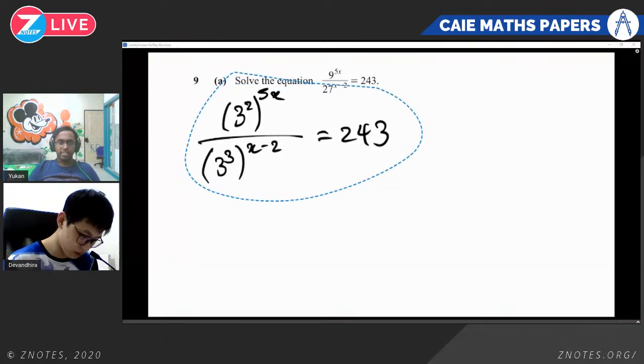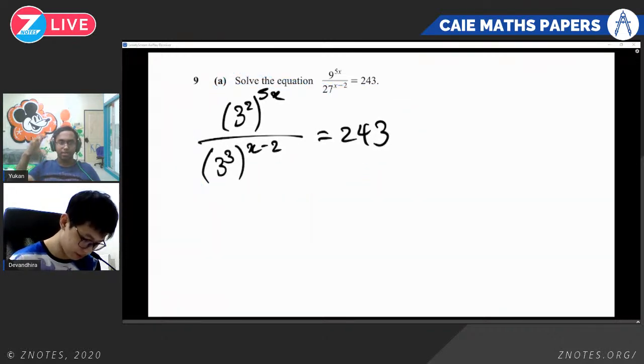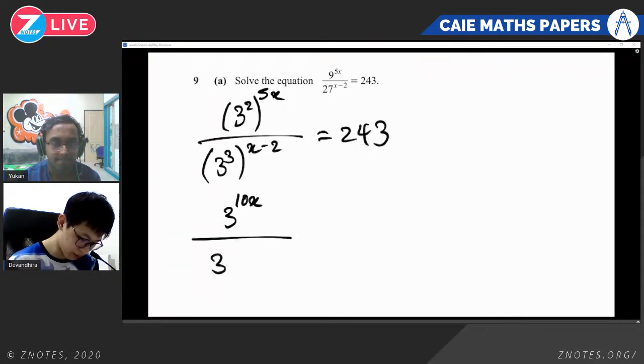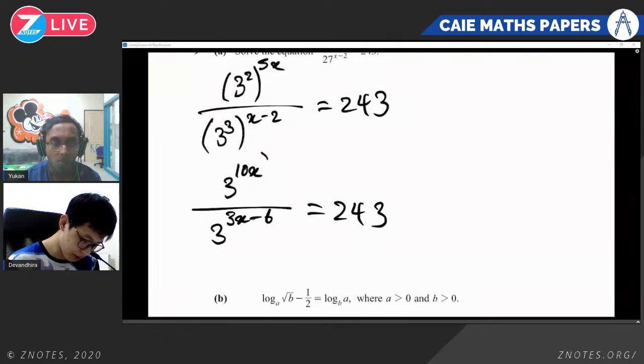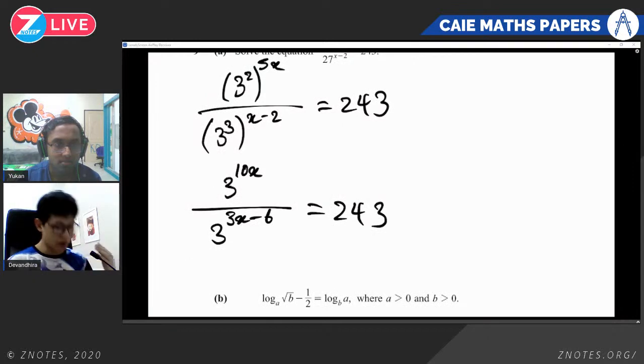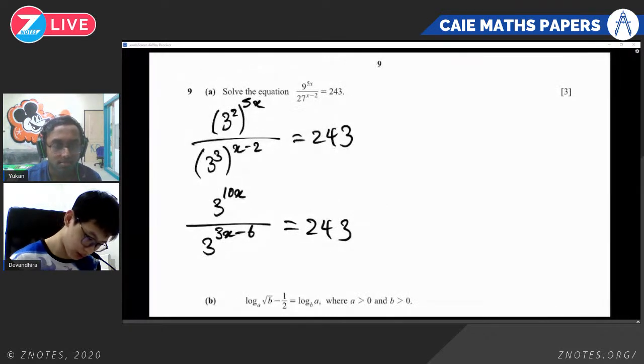So you can expand them because when it's a power raised to a power, you can just multiply. Exactly. So I have 2 times 5x, which is 10x, all over 3 to the power of 3 times x minus 2, which is 3x minus 6, equals 243. Now, since they both have the same base, by exponential rules, if they divide, it's just subtracting the powers, right? Right, let's do that.